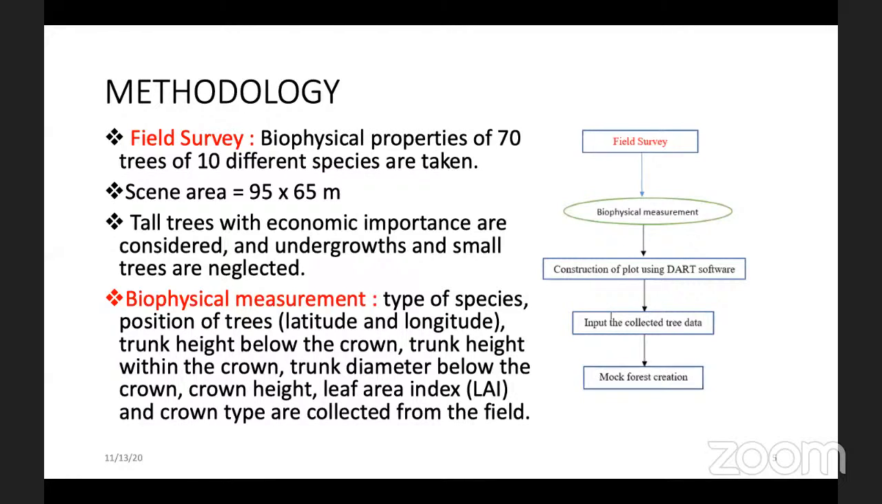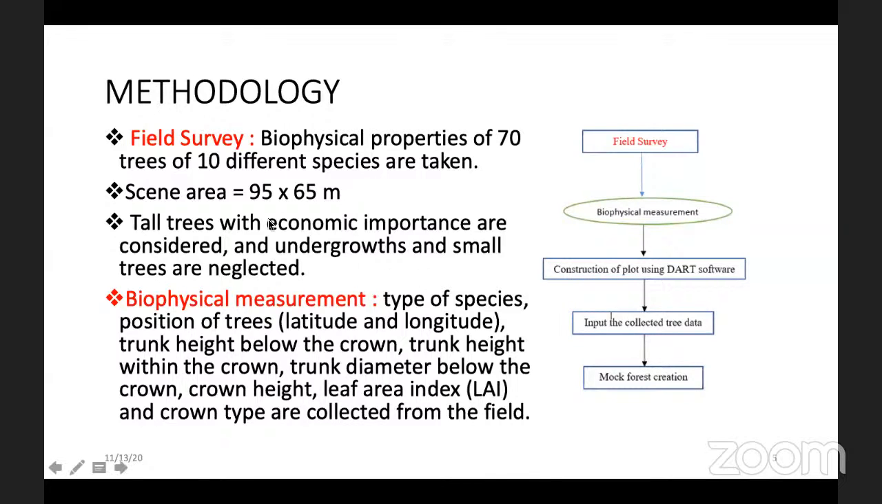The field survey was done to collect biophysical properties of 70 trees of 10 different species, meaning 7 individual trees for each species were taken. Biophysical properties like type of species, position of trees, meaning latitude and longitude, trunk height below the crown, trunk height within the crown, trunk diameter below the crown, crown height, leaf area index, which is an important one, and crown type were collected from the field.